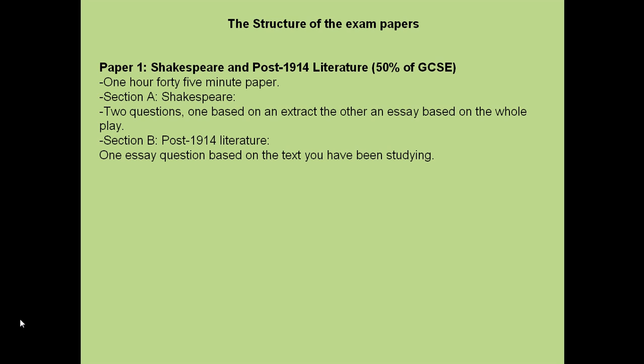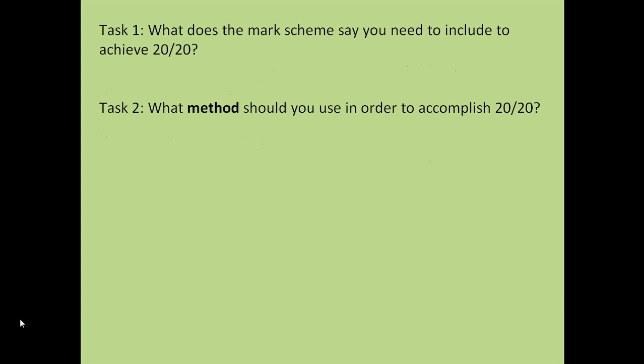The second section of our exam, section B, is a post-1914 essay based on a text that you've been studying in class. Alright, two questions for you. 1. What does the mark scheme say you need to include in order to achieve perfect marks, which in this question is 20 out of 20? And then, what method should you use in order to accomplish 20 out of 20? So note down your answer or revise your answer now. Press pause. When you're ready, press play to resume.